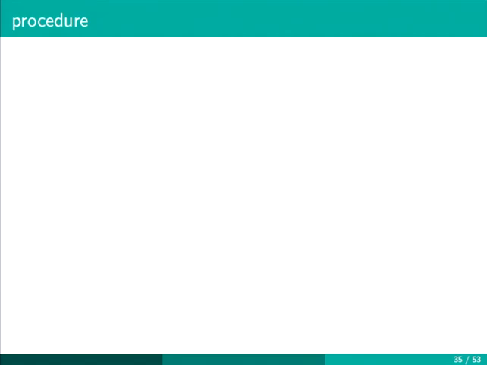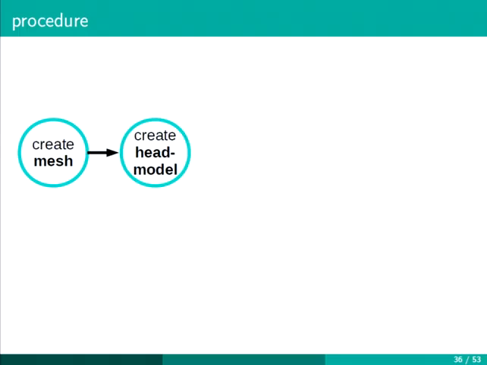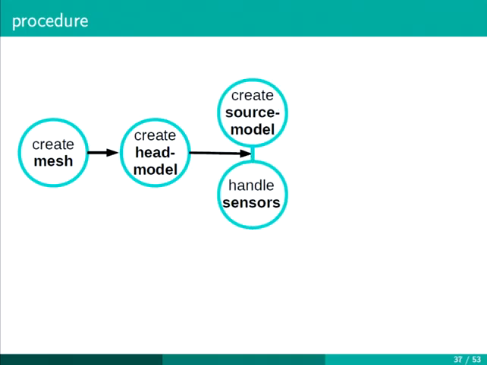Now I will go into the details of the procedure that we will be dealing with in the next hands-on session. I identified some steps. At first we have to create the mesh. Then we have to create our head model, where together with spatial or geometrical information, we have to add the conductivity information. Then we have to create the source model, so identify the dipoles that will generate our solution. And we have to handle EEG and MEG sensors. Then we can compute the lead field, and lead field stands for the EEG or MEG forward solution.